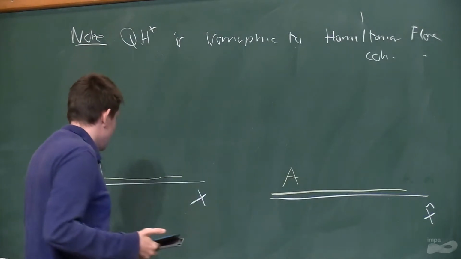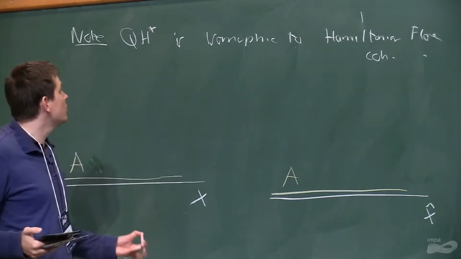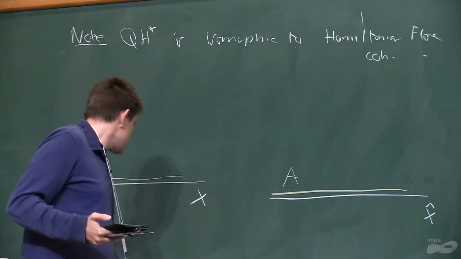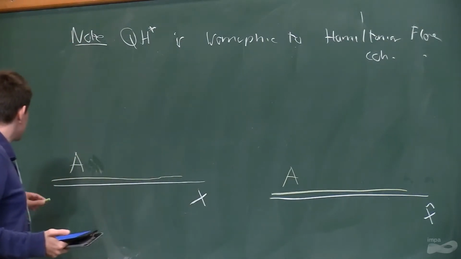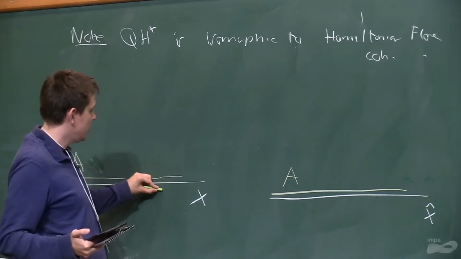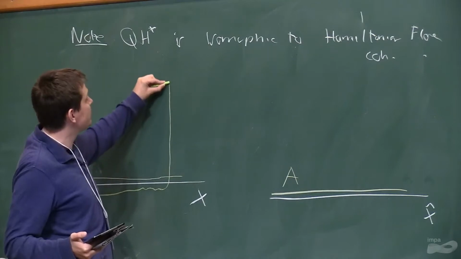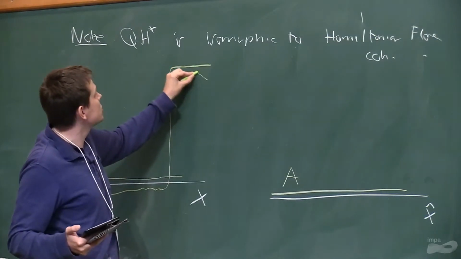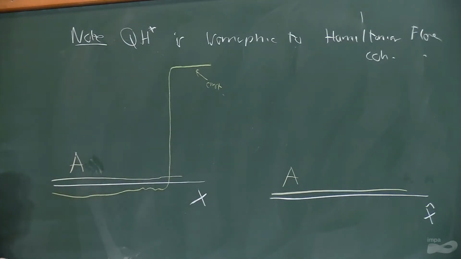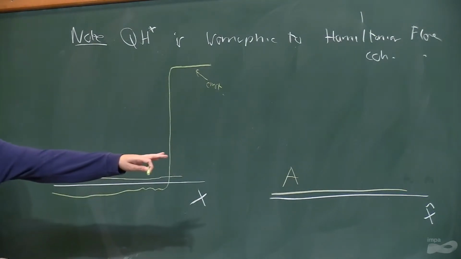And then I choose some Hamiltonian, and I have freedom to choose whatever Hamiltonian I like. So I'm just going to choose a Hamiltonian which looks sort of like this. It's going to be small here, and then it's going to get really big, and then it's going to be constant here. And then I choose exactly the same Hamiltonian here.